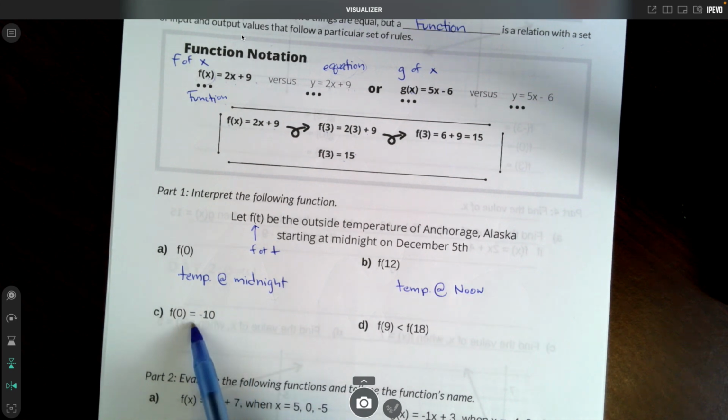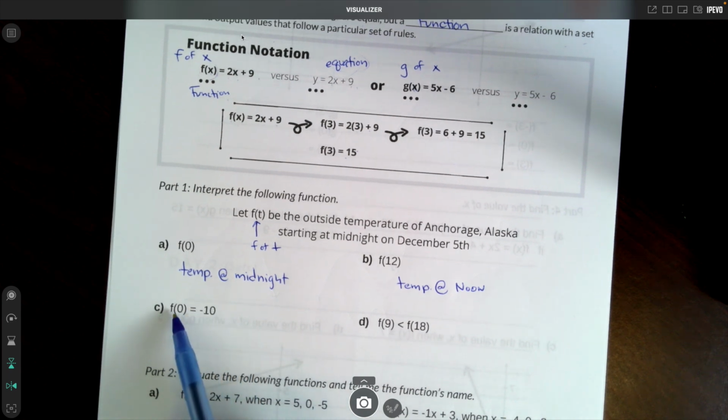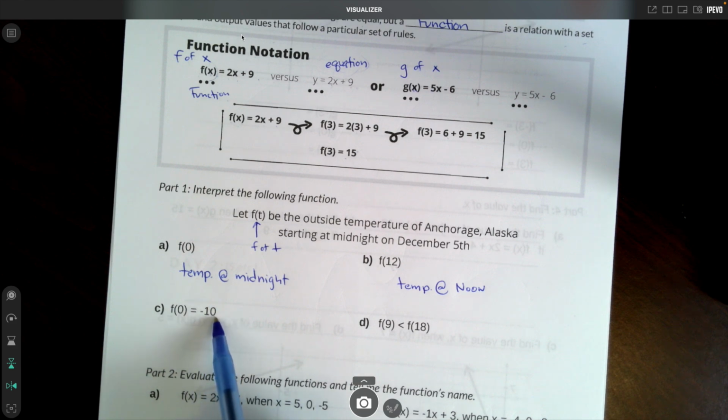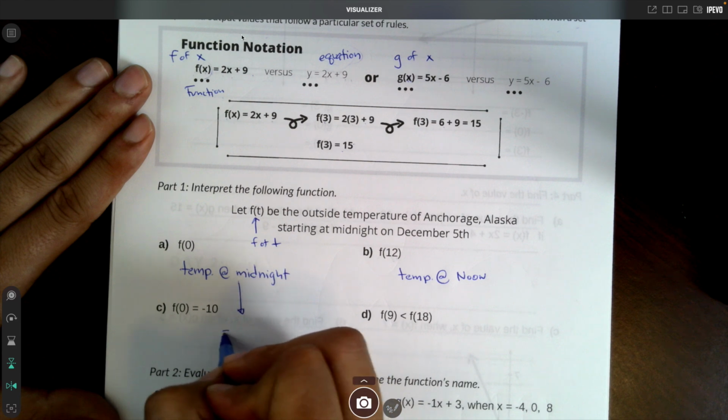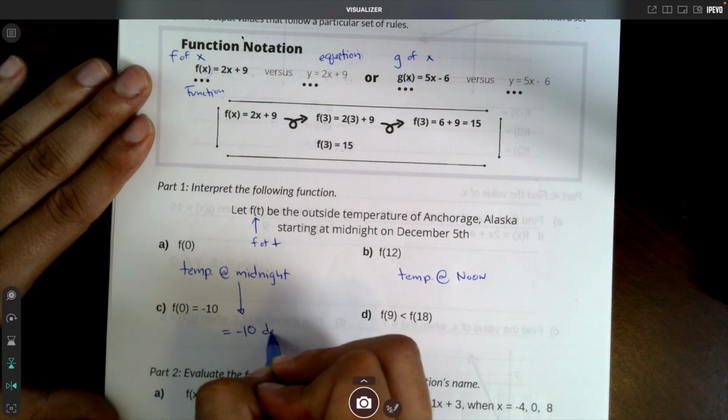Over here, it's telling us what the temperature is at midnight. So it says, hey, the temperature at midnight is negative 10 degrees. Okay, so the actual temp equals negative 10 degrees.